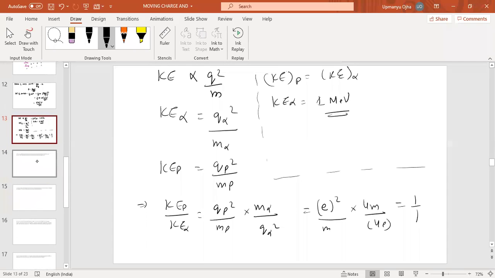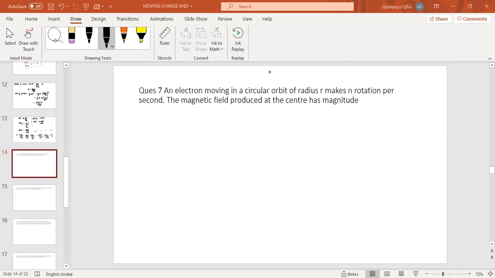Now next problem. An electron is moving in a circular orbit of radius r and makes n rotations per second. The magnetic field produced at the center has the magnitude of? Okay, so let us suppose this is the circular path. An electron of charge minus E is moving on this circular path.